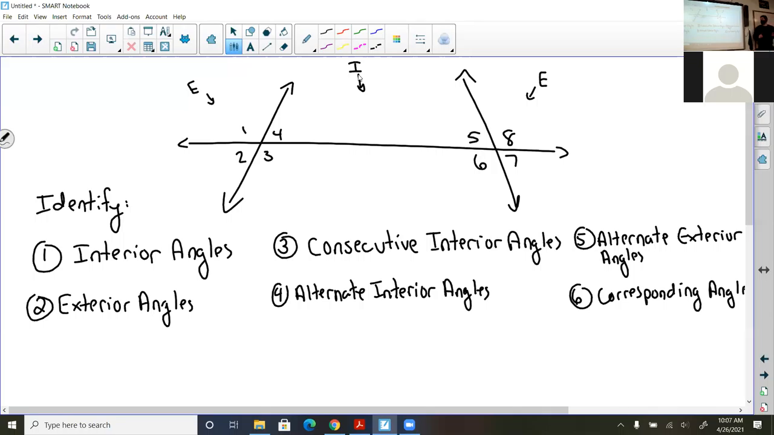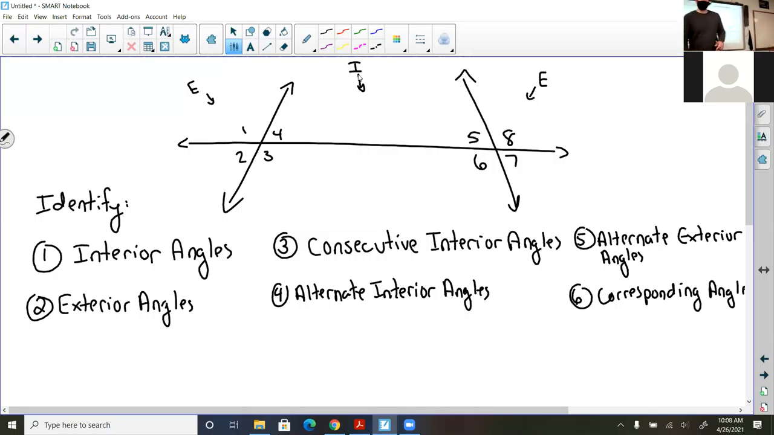And lastly, corresponding angles are on the same side of the transversal and on the same side of the respective lines. So in this case, the transversal, you're going to have angles on the top and angles on the bottom. And then with the intersecting lines, you have angles on the left and angles on the right. So which angles are on the top of the transversal and to the left of the lines? That would be 1 and 5. Angles that are on top of the transversal and to the right of the lines would be 4 and 8. Angles that are below the transversal and to the left of the lines would be 2 and 6. And angles that are below the transversal and to the right of the lines would be 3 and 7.